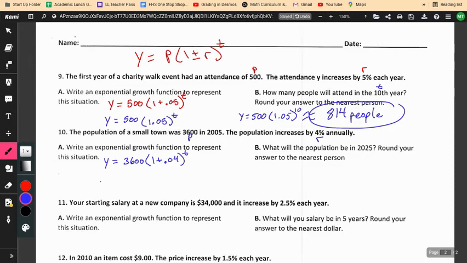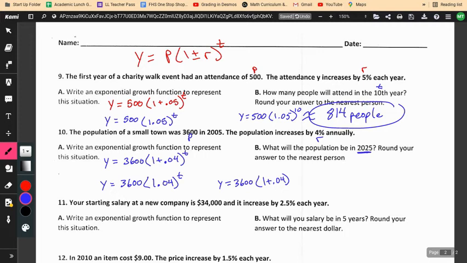If you want to, you can simplify. Y equals 3,600 times 1.04. Those two equations are the exact same thing. And then we just use whichever one. We'll use the top one this time. Y equals 3,600 times 1 plus 0.04 raised to the power of, and I haven't figured that out yet.